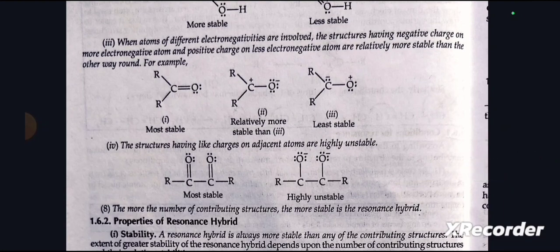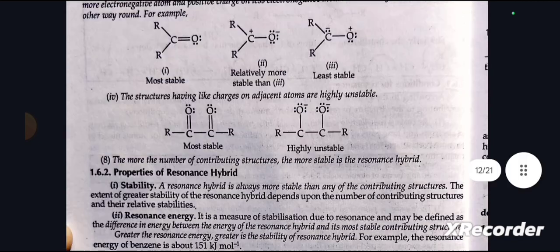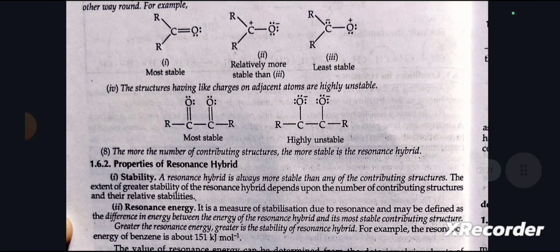For example, R C double bond O is more stable and R C negative, R single bond O positive is less stable. Fourth, the structures having like charges on adjacent atoms are unstable. Most stable, highly stable. Eighth, the more the number of contributing structures, the more stable is the resonance hybrid.